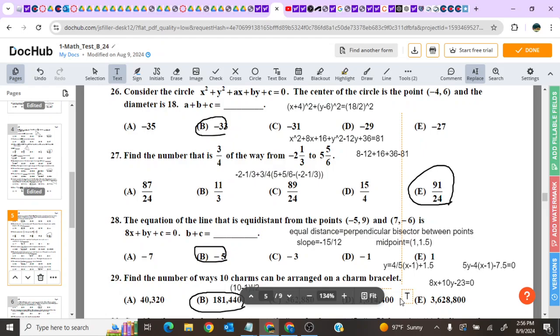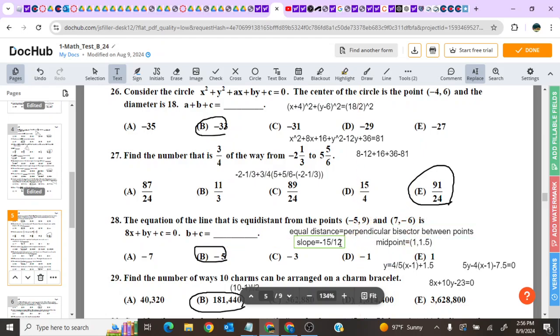The equation of the line that is equidistant from those 2 points is in standard form. What is B plus C? A line equidistant to 2 points is basically the perpendicular bisector between those points. So the slope from point A to point B is change in y over change in x, so -15/12. And then the midpoint is the average of x and y, so 1 and 1.5.